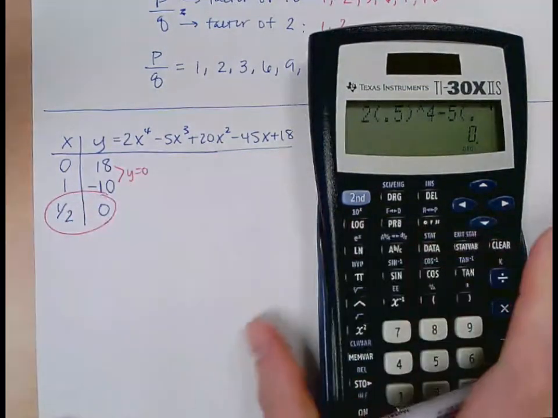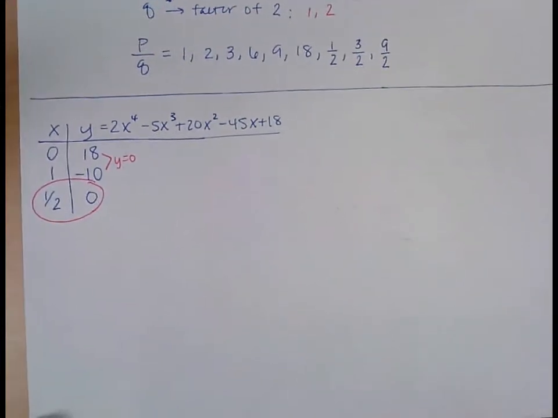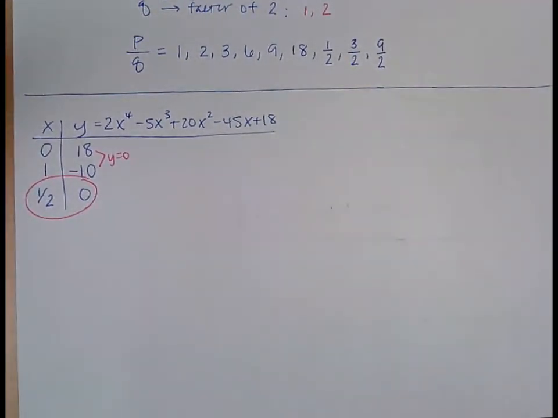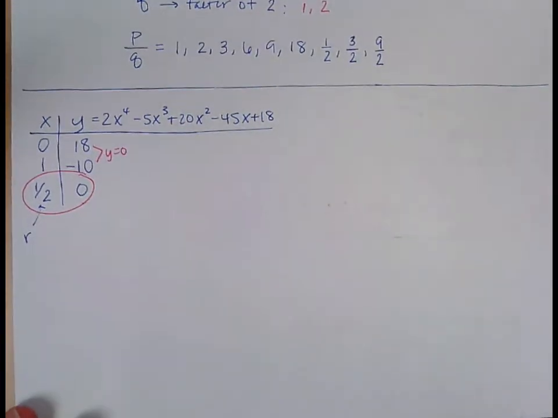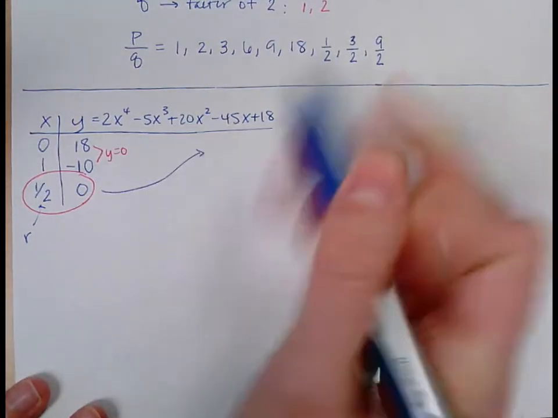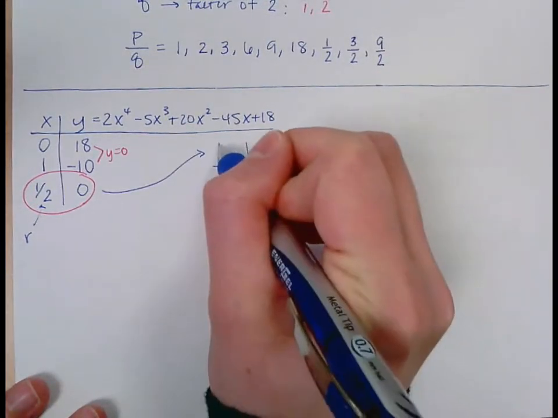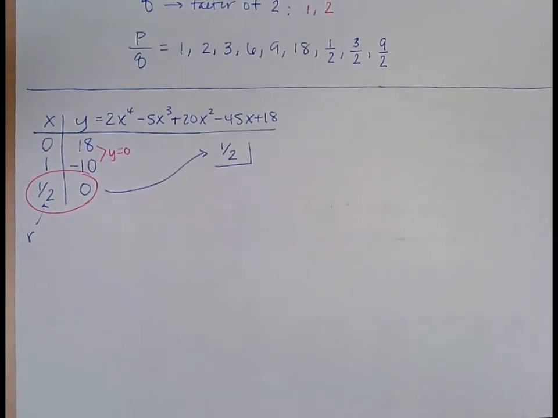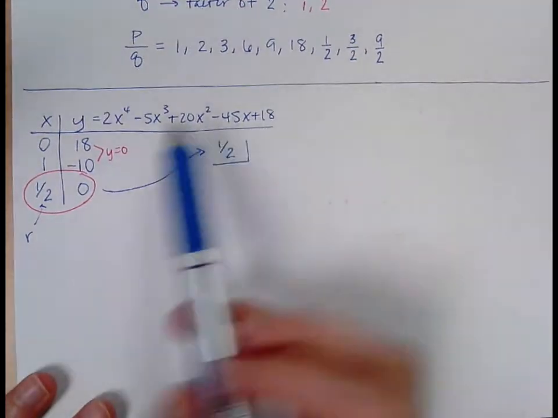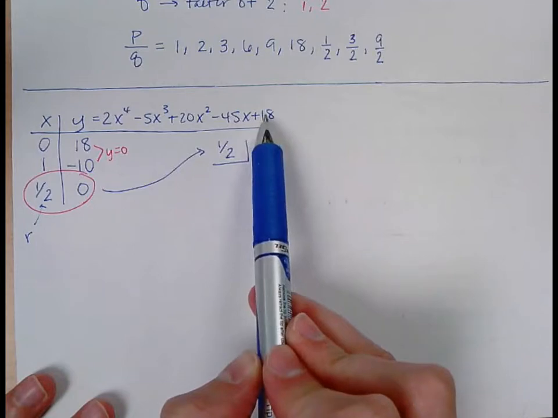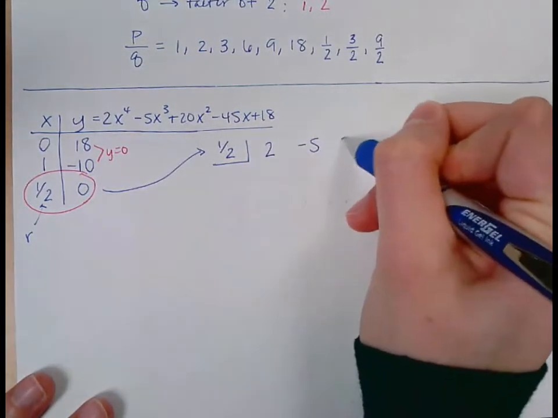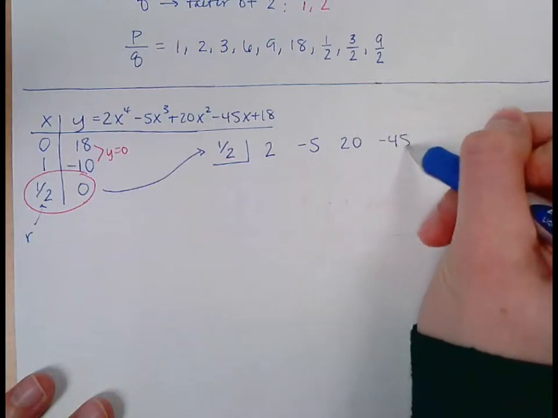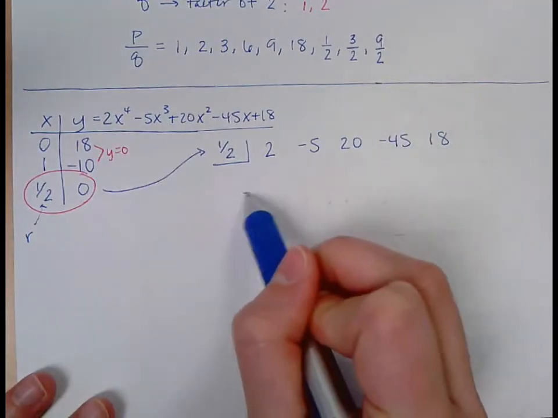So since I did get 0, what did we do yesterday after we found a number that worked? Yep, synthetic division, and again, this is your R value. You don't change the sign from it. So I'm going to do synthetic division with the R value positive 1/2, or if you wrote 0.5, that's fine. Make sure with your coefficients, if you're missing any, you fill in zeros. So I have 2, negative 5, 20, negative 45, and 18.